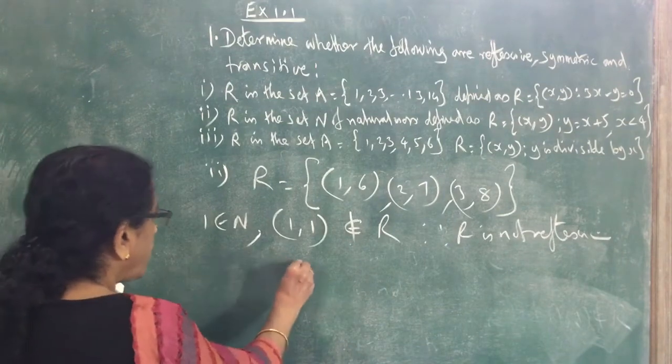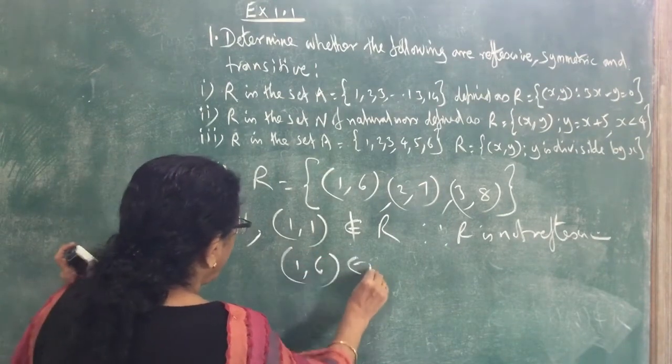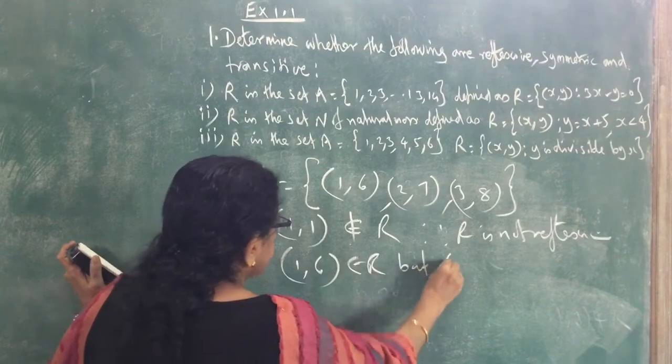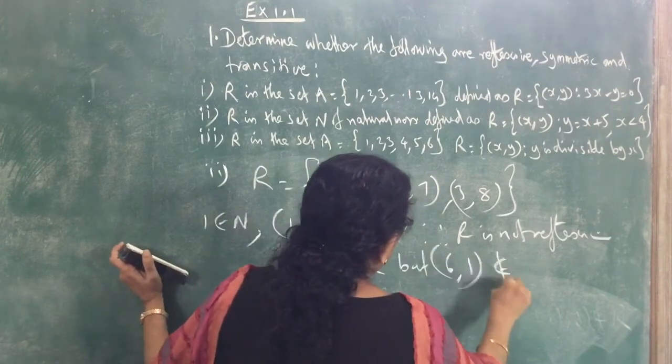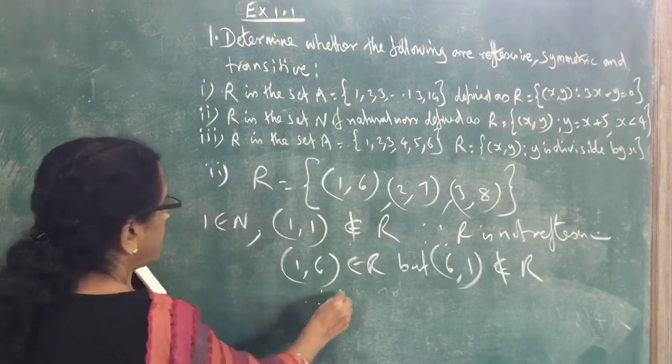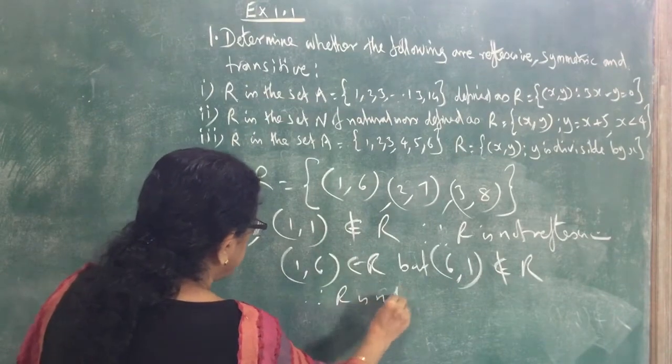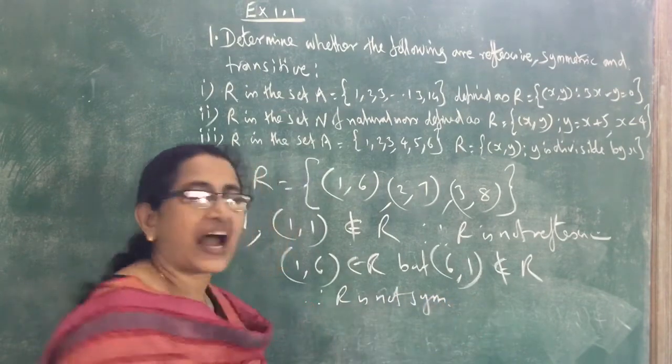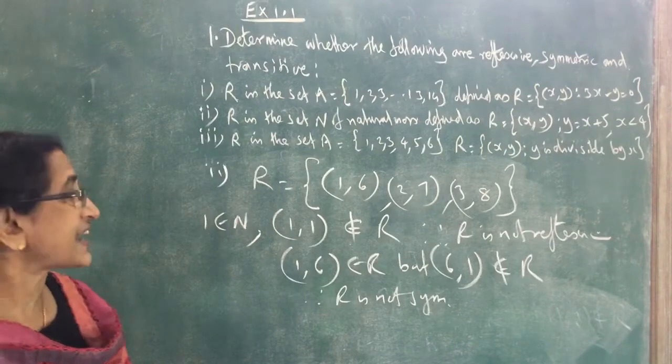So, we can write (1, 6) is an element of R, but (6, 1) is not an element of R. Therefore, R is not symmetric. Now, we see the transitive property.